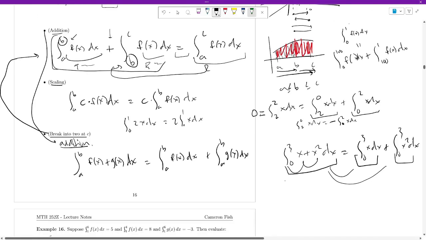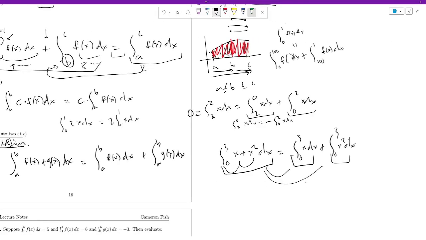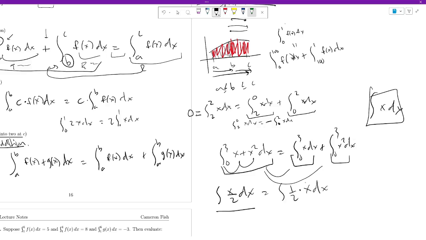Something I'll mention about this scaling rule is don't forget about fractions. Again, there's a lot of Calc 2 students who say, oh, maybe I know how to do the integral of x dx, but all of a sudden I have no idea how to do this one, the integral of x over 2 dx. Yeah, you do. If you know how to do this one, then you do know how to do this one. Because x over 2 is the same as 1/2 times x. 1/2 is just a number. Because of our scaling rule, we can pull that number out front.